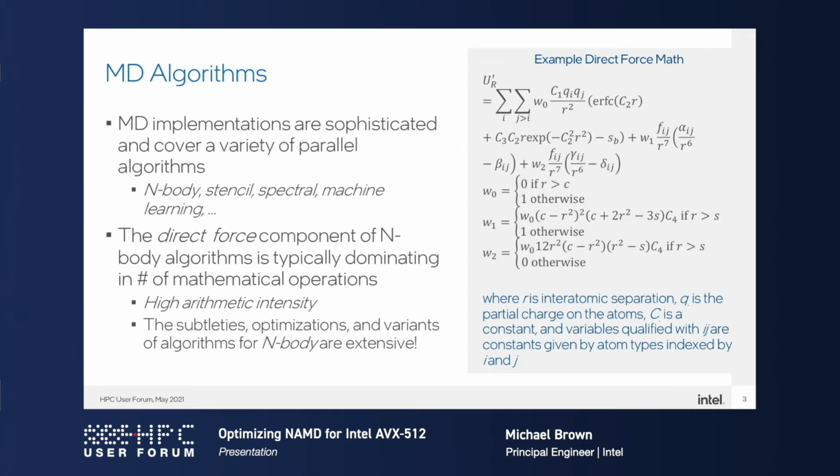MD algorithms are sophisticated and they cover a variety of parallel algorithms. The direct force component of N-body algorithms is typically dominating in the number of mathematical operations. On the right, we show an example equation for the direct force math. The key things I want to point out here is that this involves a loop over all pairs of atoms in the system. There are a lot of mathematical operations and transcendentals. There's distance-dependent conditional math, and finally, use of constants that depend on atom types of the interacting pairs.